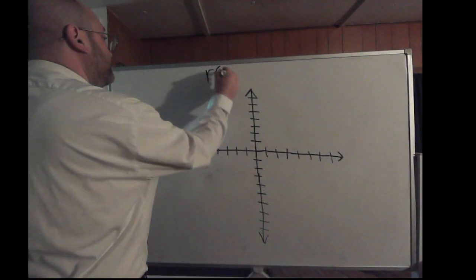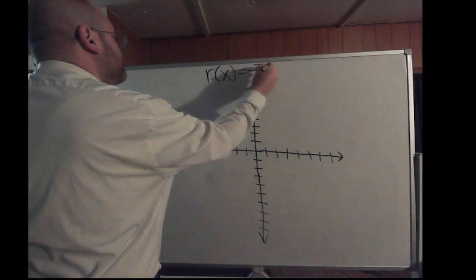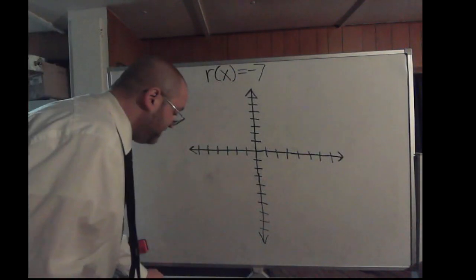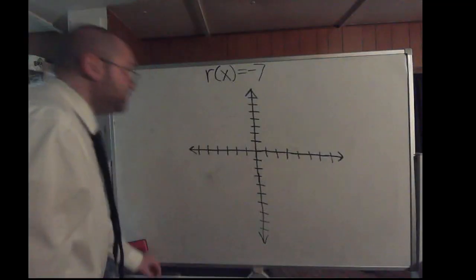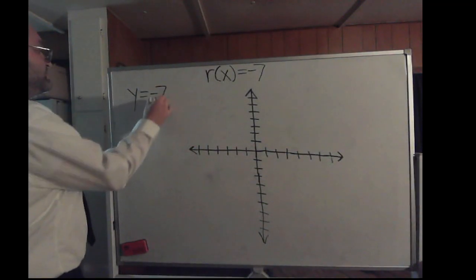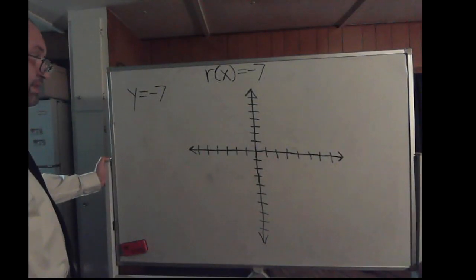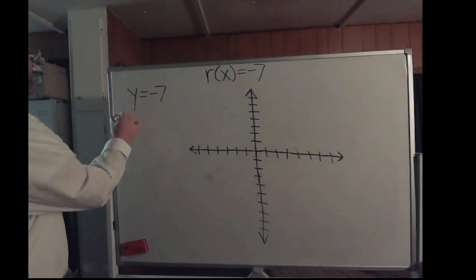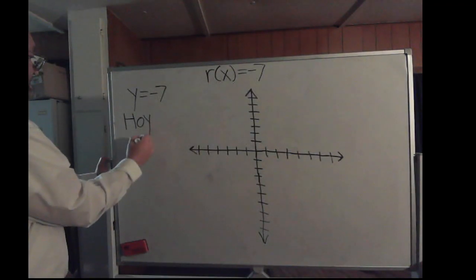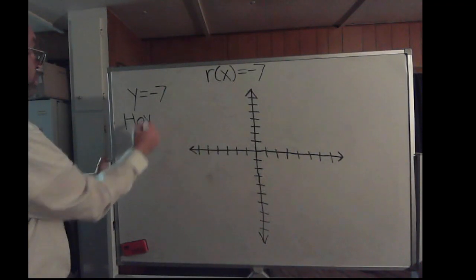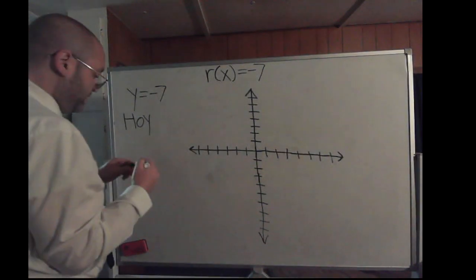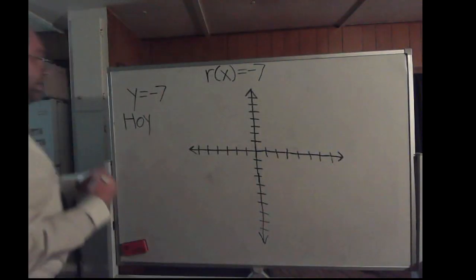We have r of x equals negative 7. So this time we just have r of x equals negative 7. Well, what's true for r of x? That's also y. We have y equals negative 7, right? That'd be the same thing. Do we remember Vux Hoy? Remember the Hoy part. 0 slope, because there's no slope, y equals, it's a horizontal line. It'll be a horizontal line going through y equals negative 7.